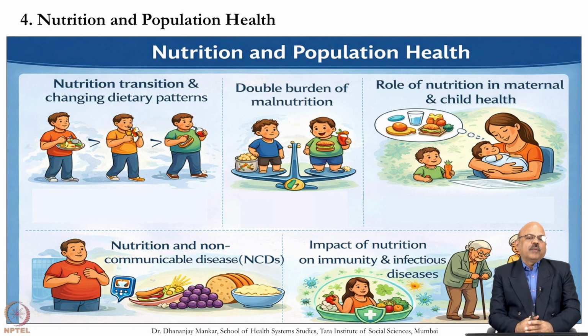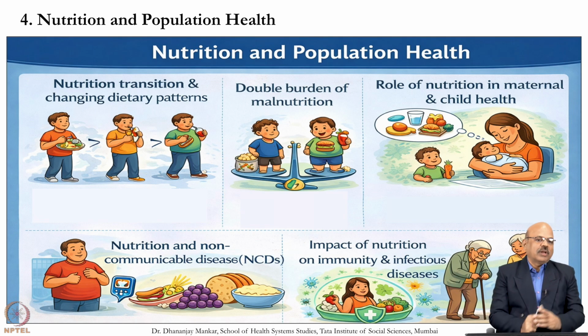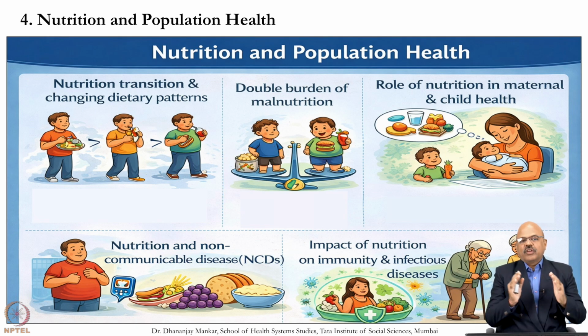Nutrition and population health, where the changing patterns of the diet and the malnutrition burden that we are facing, and also the pending burden of antenatal care. The malnutrition status of children is particularly concentrated in a lot of nutritional programs, highlighting the poor population health we are getting because of food transition. Nutrition transition and changing dietary patterns. Double burden of malnutrition, where you have undernutrition as well as overnutrition, is also a major problem that our country is facing.